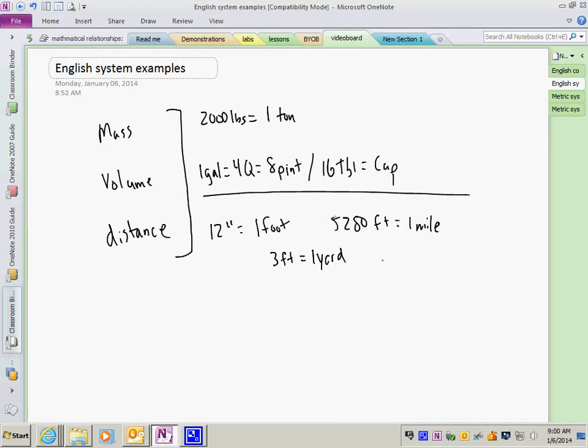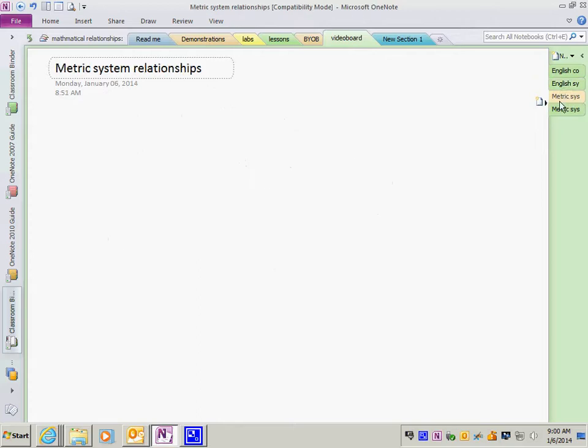Now the metric system, again, is just a system of relationships. Relationships are ratios. And the way this system works, and again, I'm assuming you are familiar with this, is we have essentially a prefix and we have a root. The root is going to tell you the type of measurement.